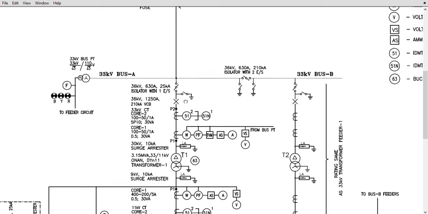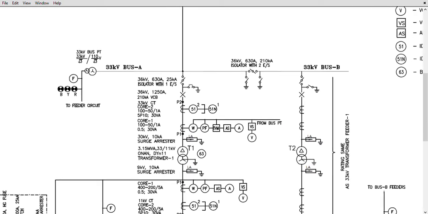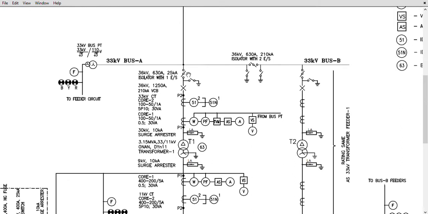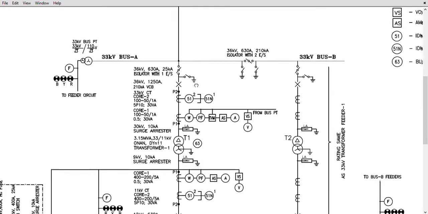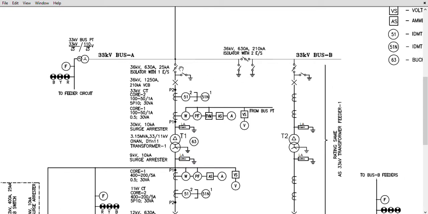Let us discuss what all the equipment are and how to place them. After the bus, immediately we have to place a 33 kV isolator. Again here also we are placing it with one earth switch. The purpose of the earth switch is that whenever we open the isolator, still there will be some circulating currents in the circuit, because it is at 33 kV, which means 33,000 volts.